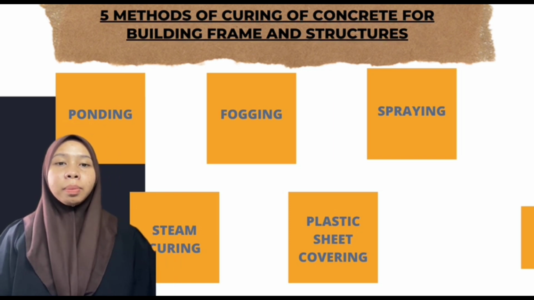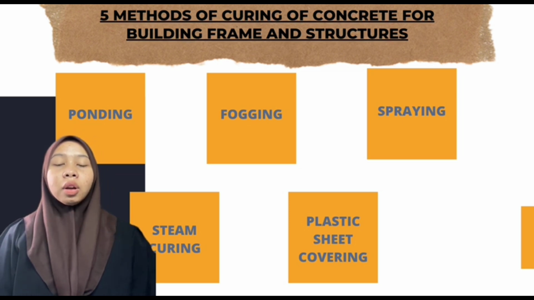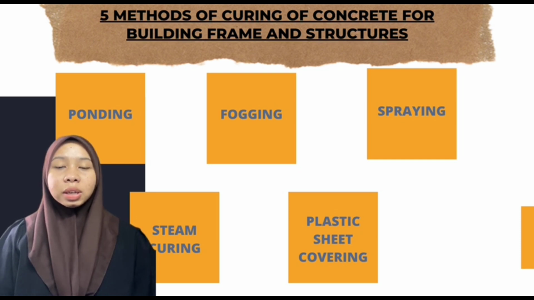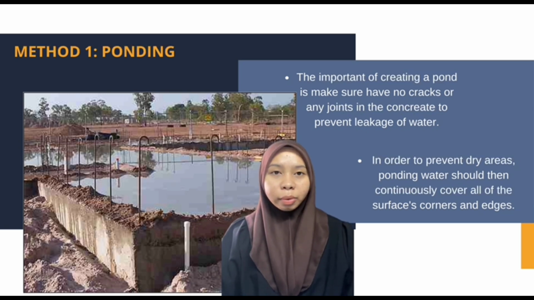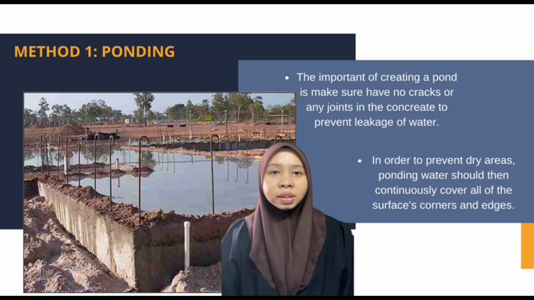Concrete may be cured using five distinct methods, which are bonding, fogging, spraying, steam curing, and covering with a plastic sheet. Method 1 is bonding. The bonding method is a quick, inexpensive, and effective method of curing, requiring a supply of good materials such as clay soil, a supply of water, and ponds.